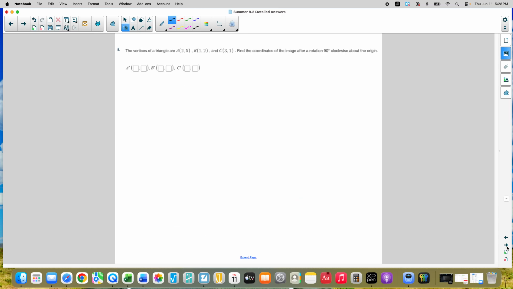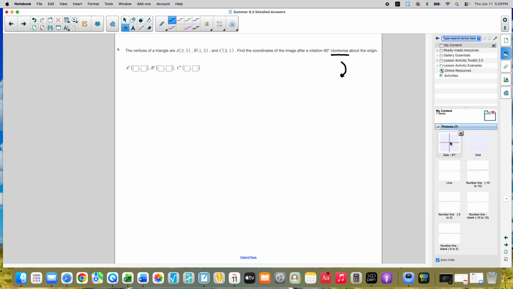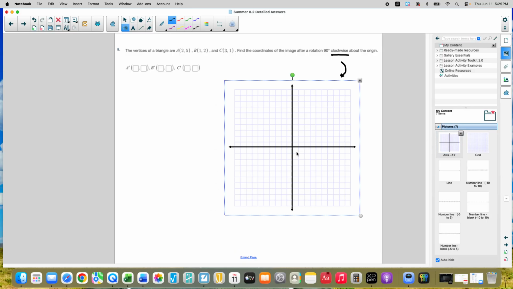The vertices of triangles, same one. Find the coordinates of the image after a rotation of 90 degrees clockwise around the origin. So notice we have clockwise. That's a direction. So we're going to be rotating it 90 degrees this way. That would be clockwise. The counter to that would be counterclockwise, as you could hear it. All right, let's draw those points again.